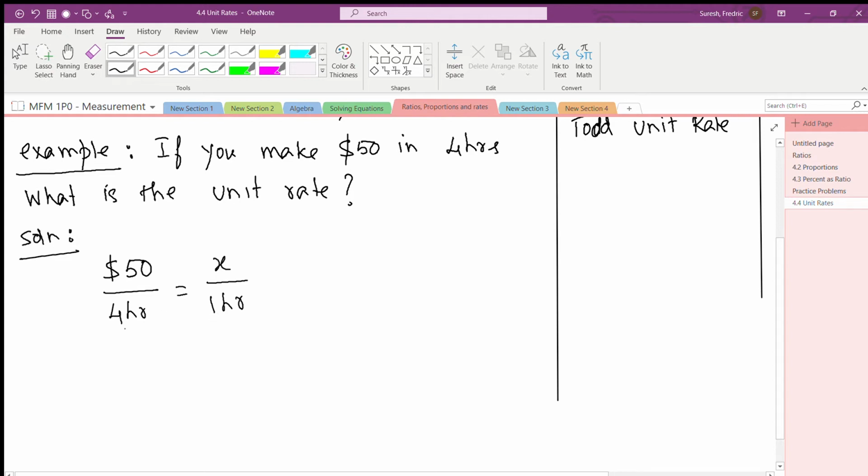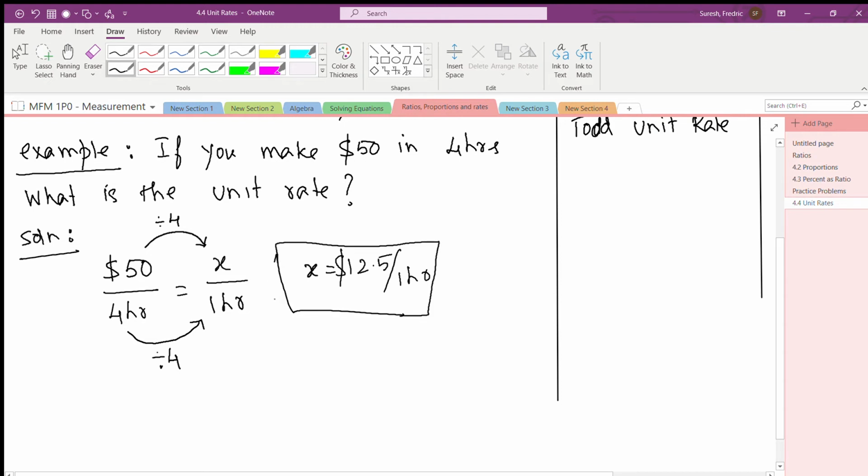When you go from 4 to 1, we know that we have to divide the 4 by a 4 to get a 1. So to get a x, we have to do the same thing. We have to divide by 4 to do that. So 50 divided by 4, x equals 12.5, that is dollars per 1 hour. So this is one way of solving this problem.